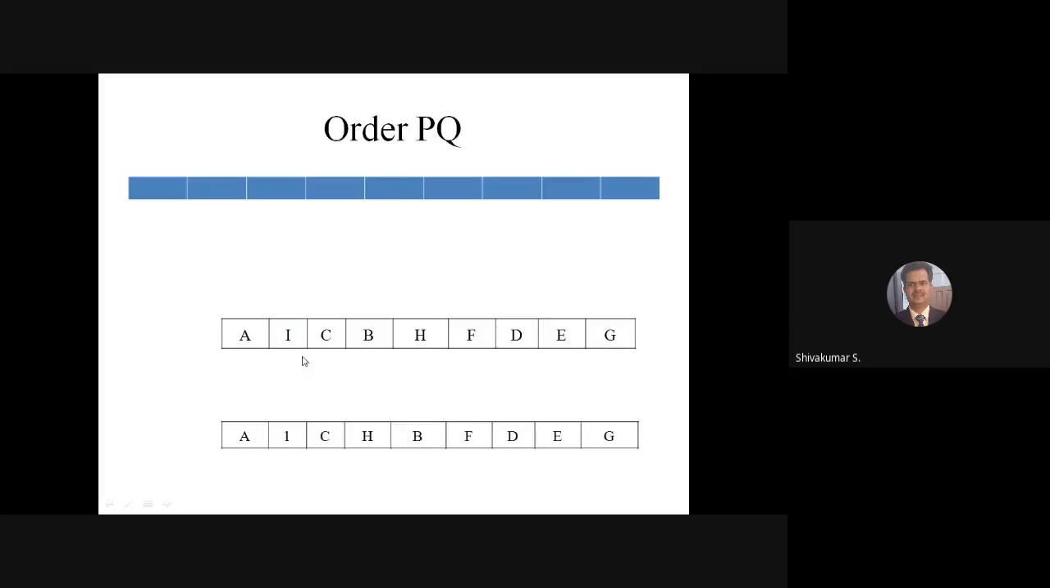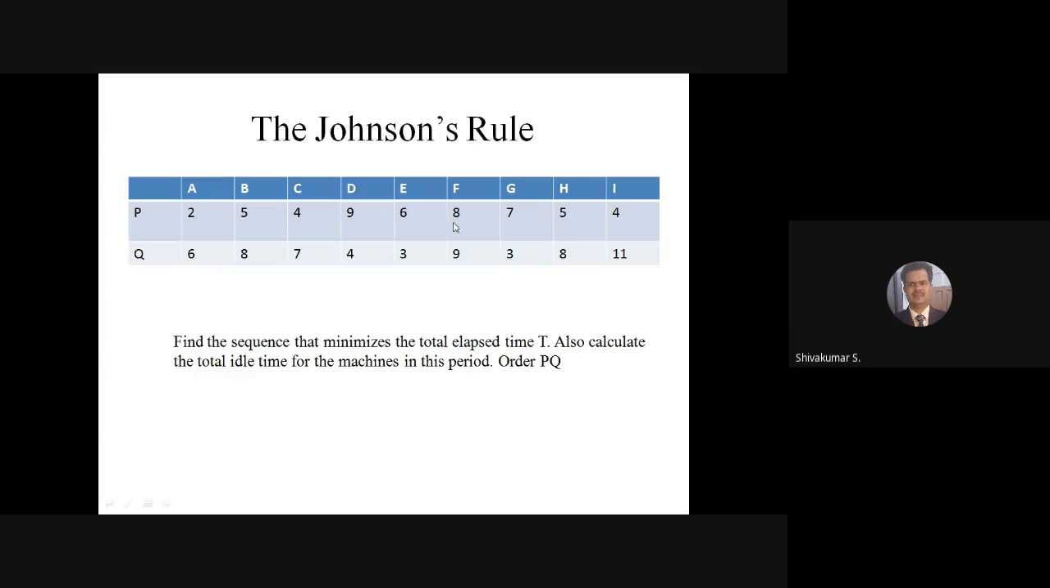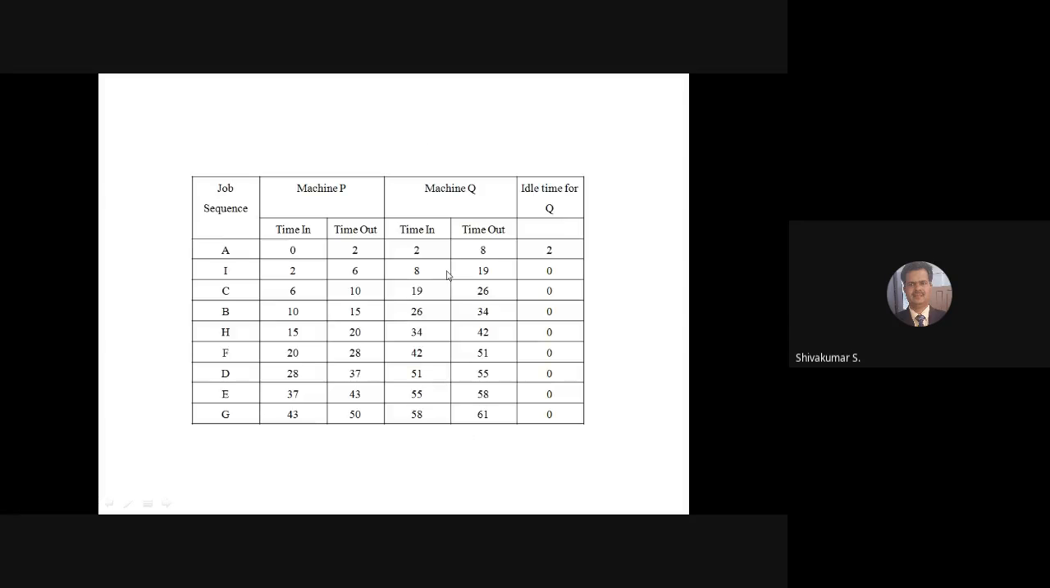Similarly, F job, time out 20, time in 20. F takes 8 minutes on P, 9 minutes on Q. So add, 20 plus 8, 28. You do 42 time out, right? 42 here, okay? Plus 9, add, 51. So idle time 42 minus 42, 0.